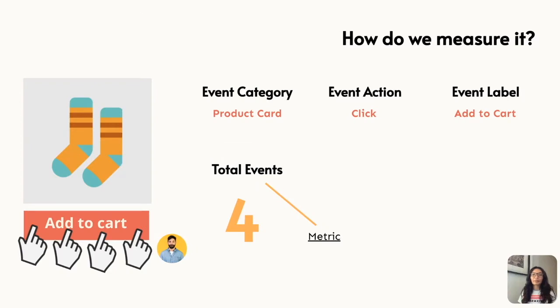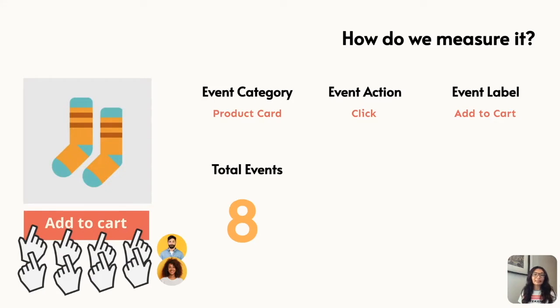To understand what's happening with these interactions, we have three main metrics. If Casey clicks on the Add to Cart button 4 times, the event will be sent or fired 4 times to Google Analytics, and the total events metric will be 4. If another customer, Nina, also clicked on the Add to Cart button 4 times, the total events for this button would be 8. Google Analytics increments the total events metric by the number of times the tracking has fired, such as event category product card, event action click, and event label Add to Cart.